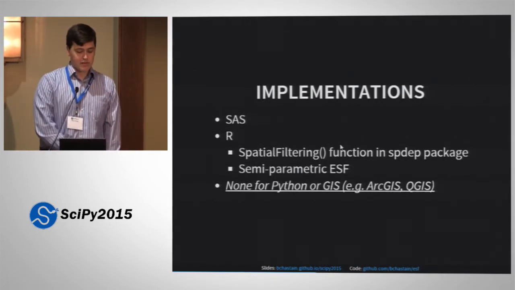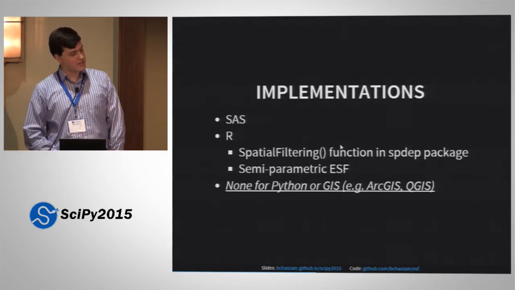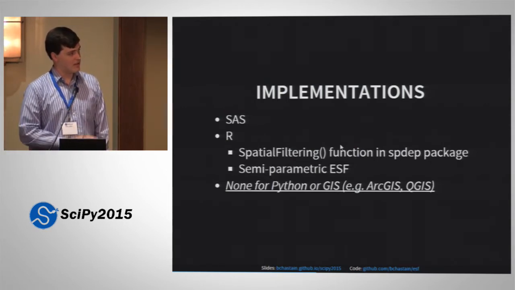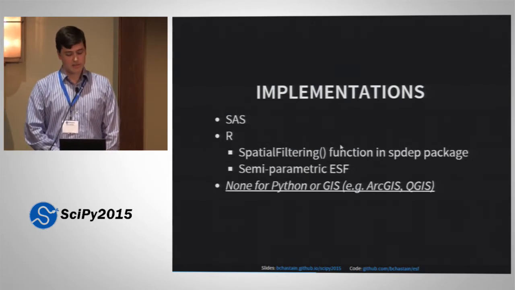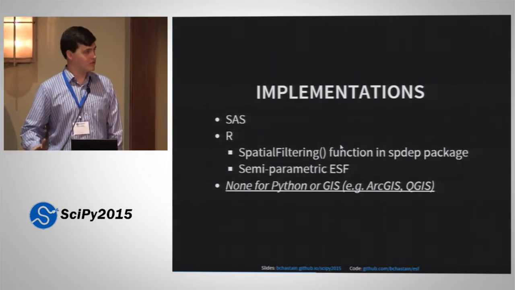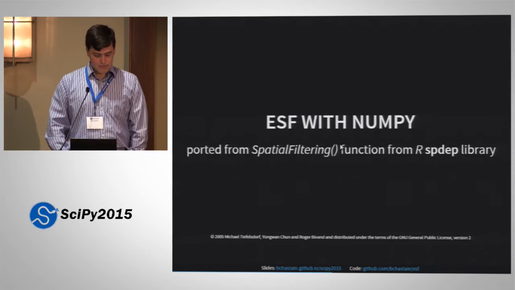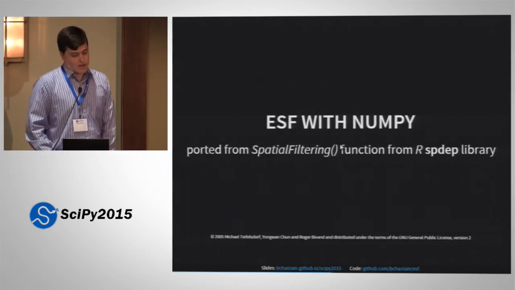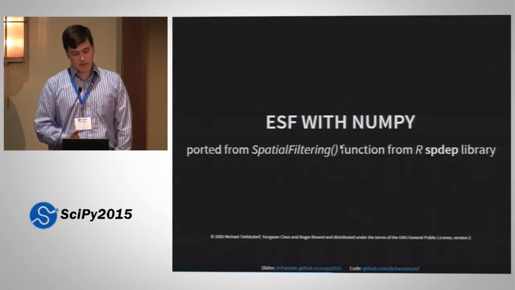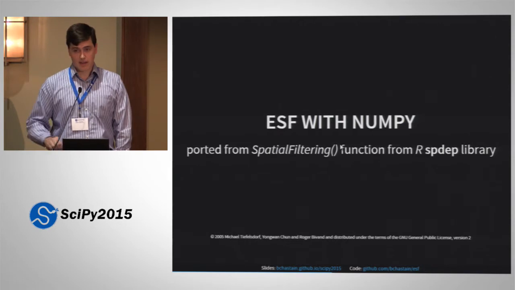Like I mentioned, my colleagues are really fond of using SAS and R. In particular, the most recent development has been a function in the spdep library package in R for doing semi-parametric eigenvector spatial filtering. But there hasn't been any for Python or in GIS, such as ArcGIS or QGIS. So that's what I was particularly interested in looking at. So I took a look at that spatial filtering function from the spdep library and brought that into Python using NumPy and PySAL.